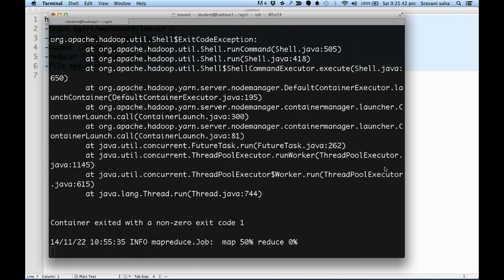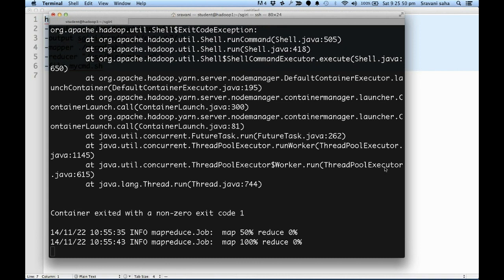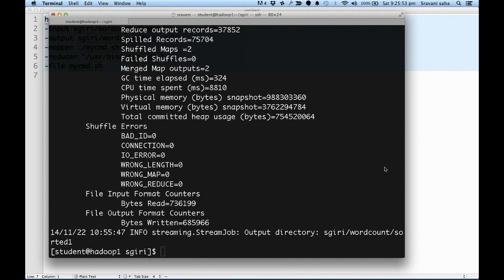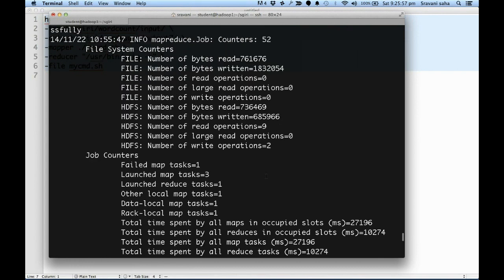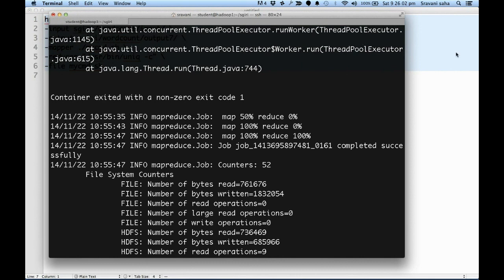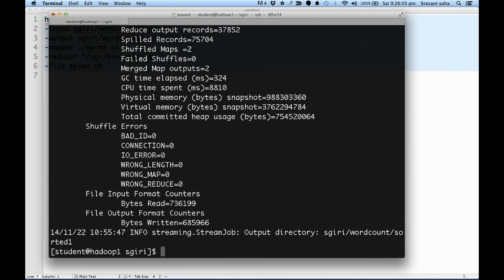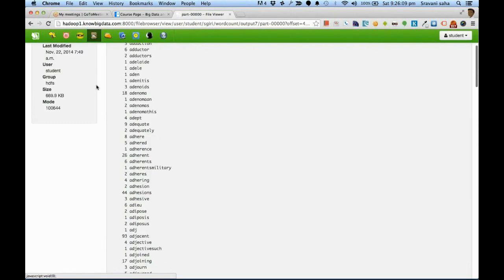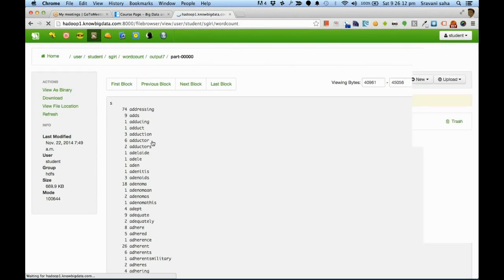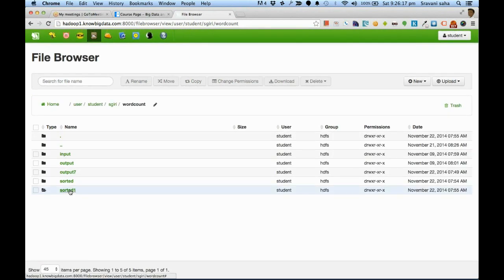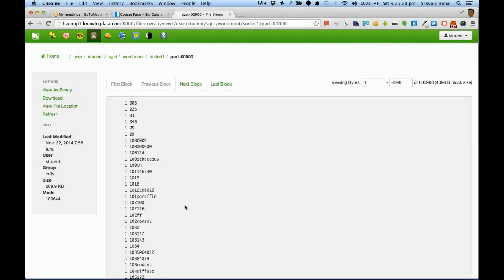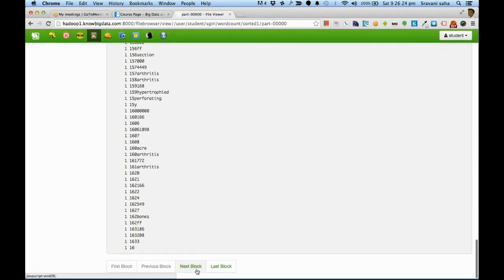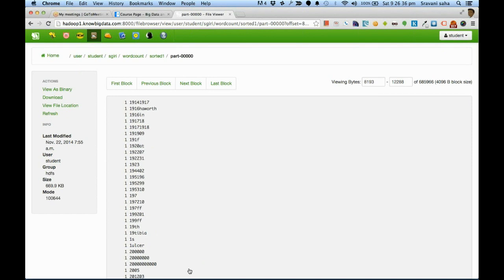Okay. Why does it say errors? Did it succeed? Did it not succeed? And let's see what it has done to the sorted file. Let's say we have got, what did we get? Word count, and there we had put in a folder called sorted one, and it has this. Okay, now this is sorted, as you can see clearly. Now your keys are sorted, and the last block will contain the word which has got the highest frequency.